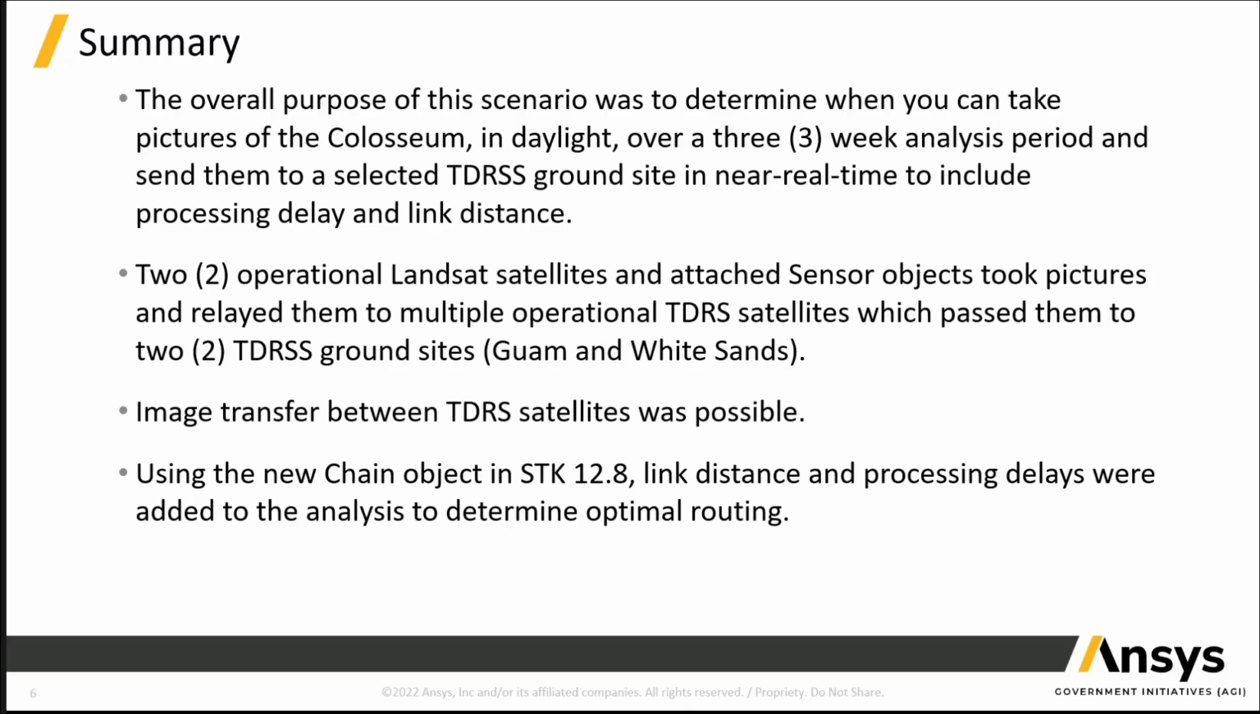So in the end, the overall purpose of this scenario was to determine when you can take pictures of the Coliseum in daylight over a 3-week analysis period and send them to a selected teacher's ground site in near real time, to include processing delay and link distance. 2 operational Landsat satellites and attached sensor objects took pictures and relayed them to multiple operational teacher satellites, which then passed them to 2 teacher's ground sites. Image transfer between the teacher satellites was possible, and using the new chain object in STK 12.8, link distance and processing delays were added to the analysis to determine optimal routing.